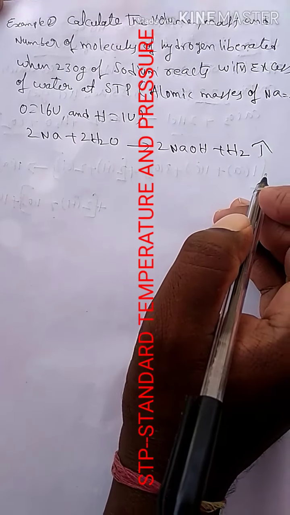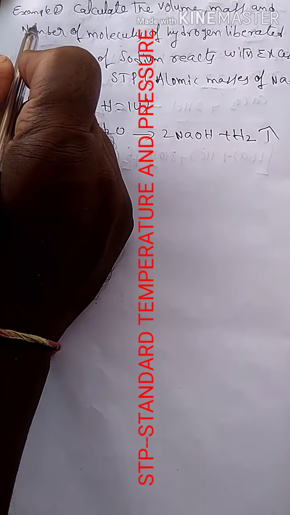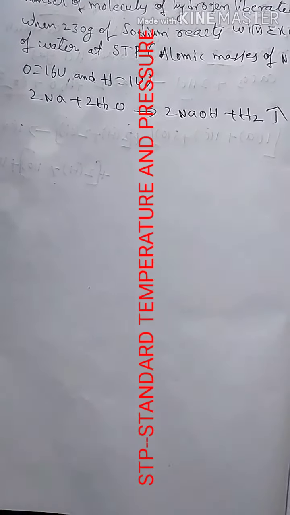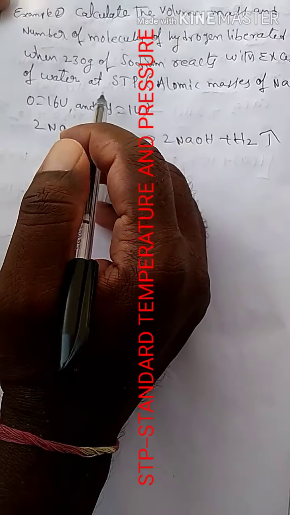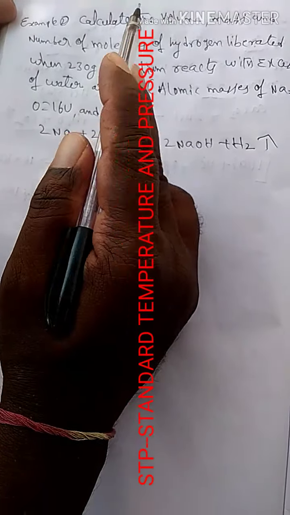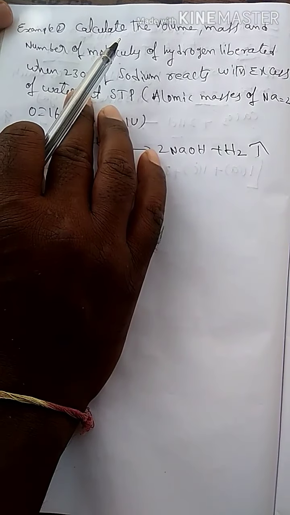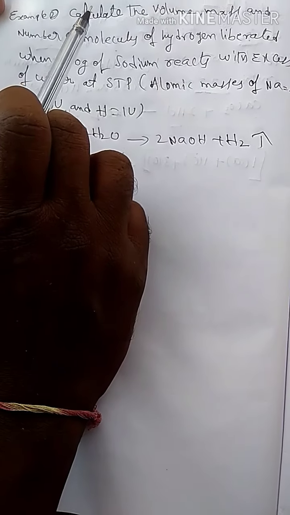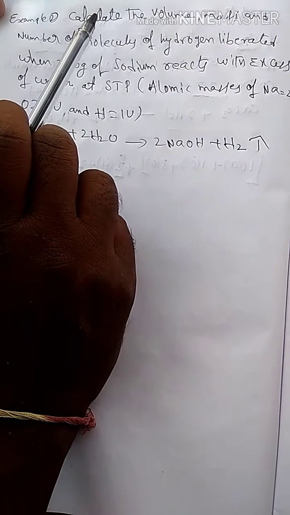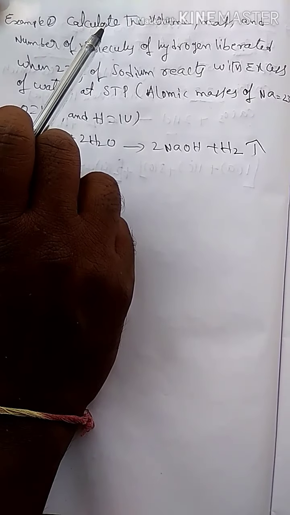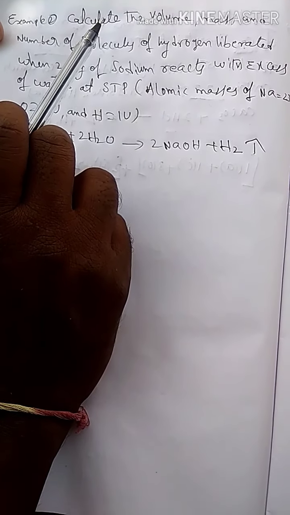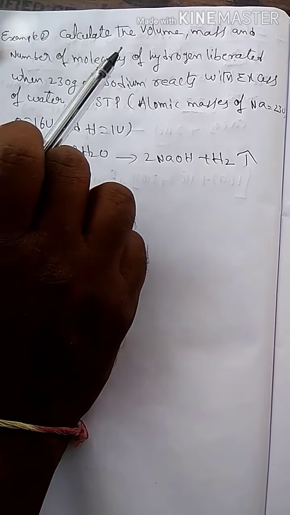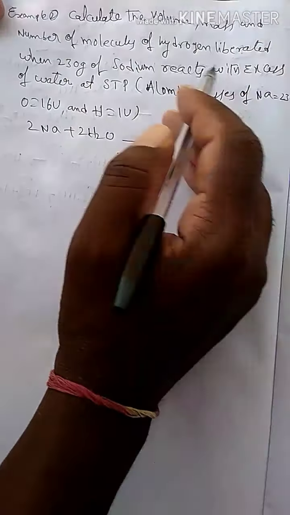Now, example number 2. See once again. In example 1, he is asking only mass. But in example 2, he is asking the mass, volume and number of molecules at the STP condition. So we will discuss STP later. Now see what first of all I am reading as a question.